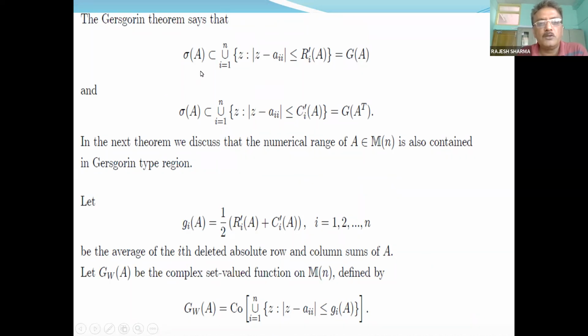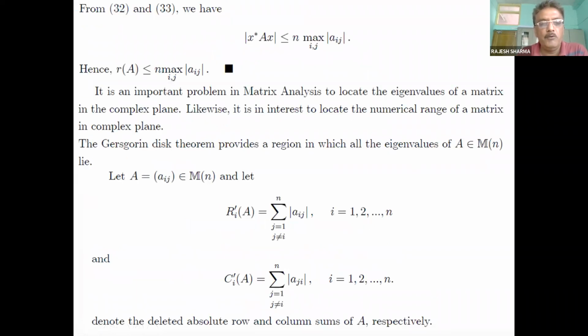For this we begin with the Gershgorin disk theorem. The Gershgorin disk theorem says that we first define, if A = (a_ij) is an n by n matrix, then R_i'(A) is defined as the sum over j = 1 to n, j not equal to i, of |a_ij|. This means we are adding the off-diagonal entries of the ith row except the diagonal entry, and it is also called the deleted absolute row sum.